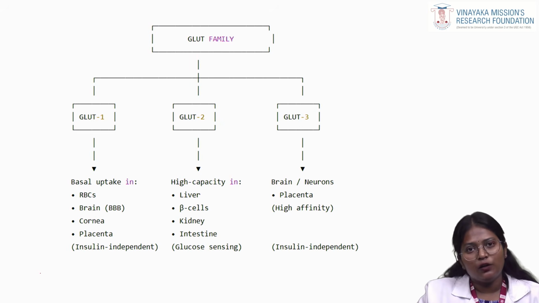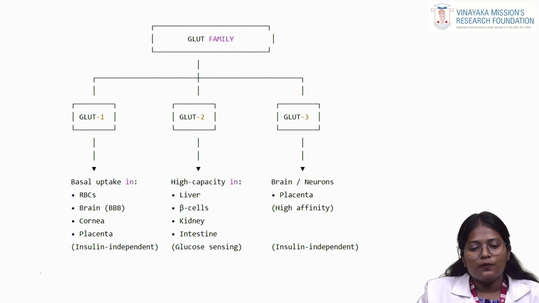Because if the glucose is transported in the bloodstream towards the pancreatic beta cells, these transporters sense the higher glucose level and they will release insulin. So for that purpose, this GLUT family is very important. There are 5 types of GLUT transporters: GLUT1, GLUT2, GLUT3, GLUT4 and GLUT5.